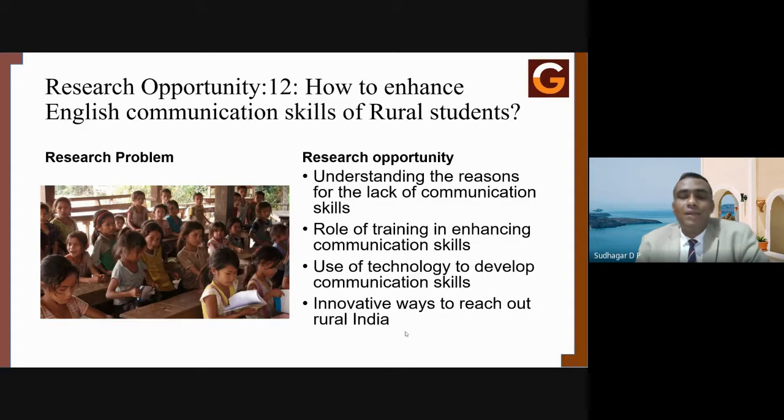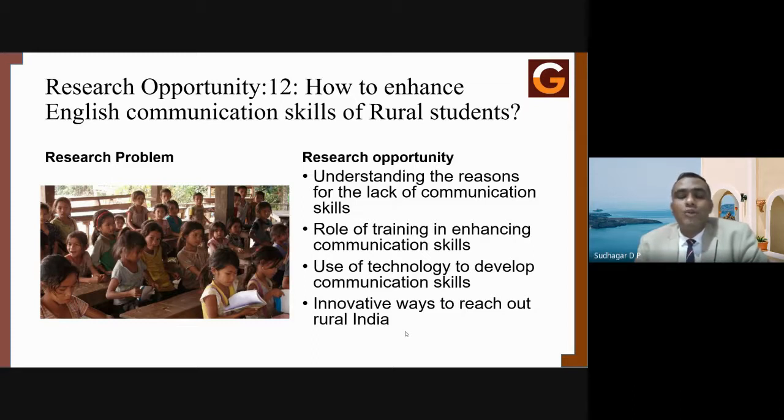Here, you have an opportunity to understand the reasons for the lack of communication skills of the students. This could have resulted because of various reasons. This could be because of their lack of resources. It could be the books, or it could be a lack of teachers in the rural community. Role of training in enhancing communication skills. Is it possible to work on this area? I'm sure the training would play a very important role in enhancing the communication skills of the rural students.